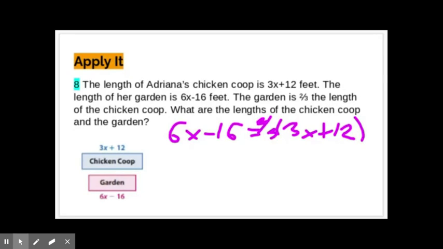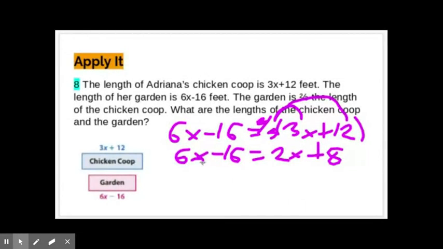From there, our first step, remember, is to distribute. So we do 2/3 times 3x and 2/3 times 12. Our left-hand side stays the same, so we have 6x minus 16 equal to 2/3 times 3x, which is 2x, and 2/3 times 12, which is equal to 8.